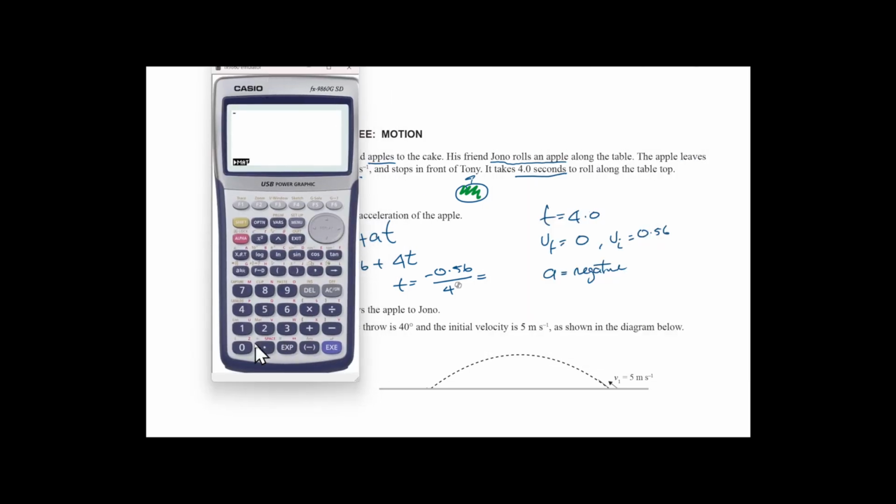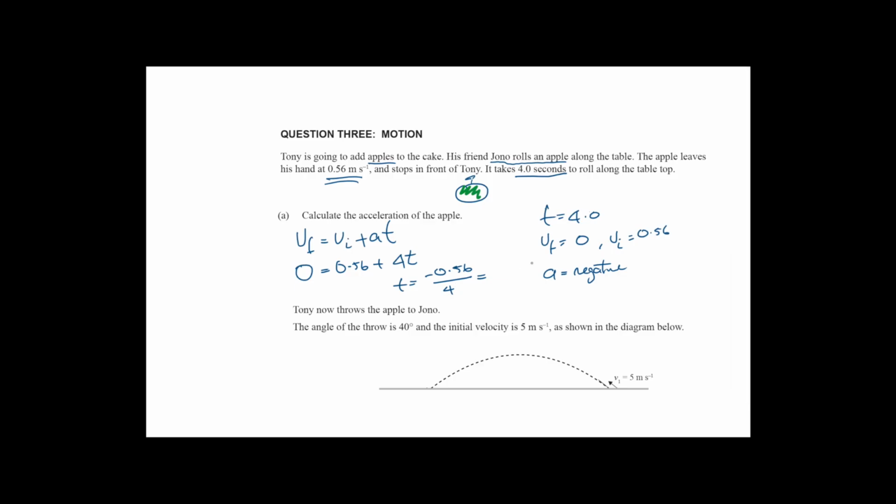So negative 0.56 divided by 4 is negative 0.14. Negative 0.14. If you don't have the negative, you would get it wrong. The negative must be there because you're slowing down, not speeding up. If the acceleration was 0.14, it would get faster and faster. Okay.